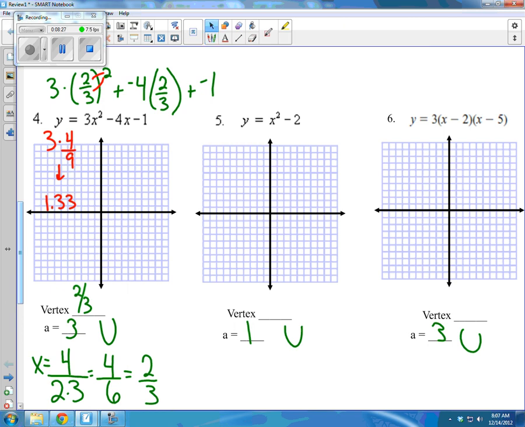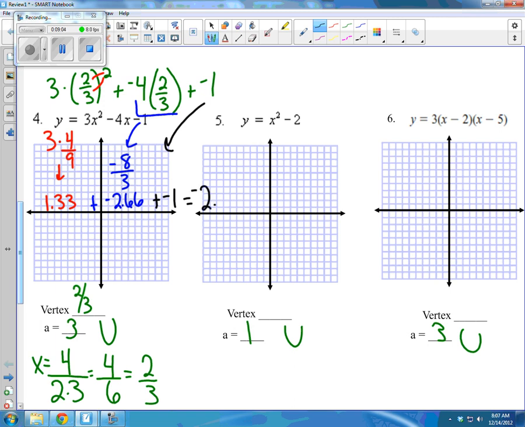Going to my next term, the negative 4 times 2/3. When I type that into my calculator, it's going to give me negative 8/3, which is actually just negative 2.66 as a decimal. And then my last term is going to join it. And then if you did this bit by bit, if you take 1.33 plus negative 2.66 plus negative 1, then when you're done, your y-coordinate for the vertex is negative 2.33.